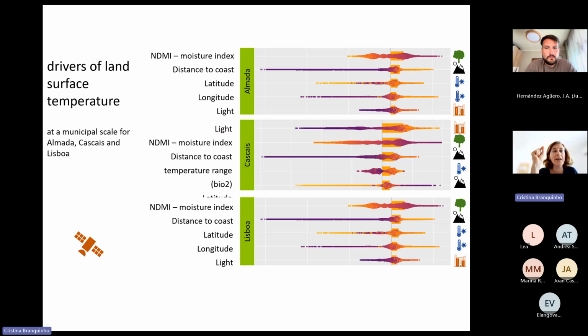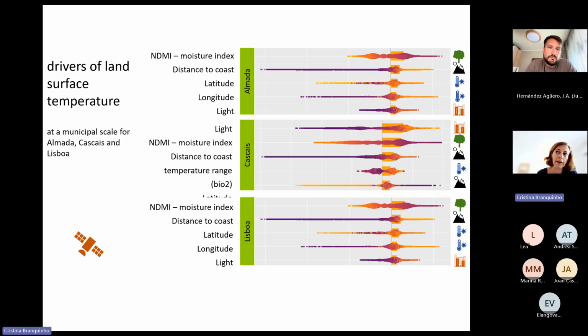So we also used, as a proxy of the intensity of the land use, the amount of lights in the night, because this means more human activity. And so in some cases, the amount of light was also involved. And in some other cases, there were also some variables of climate. But mostly, it's the vegetation that makes the difference.